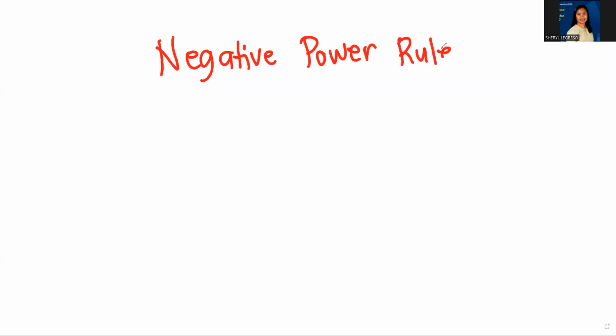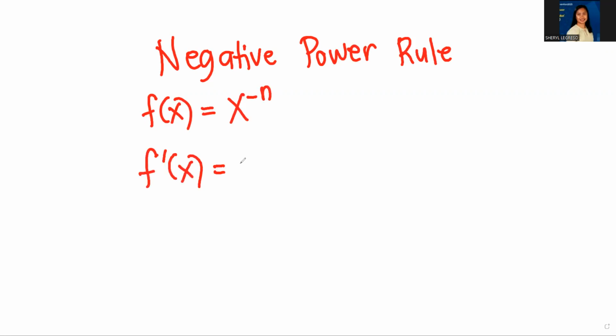Let us discuss the negative power rule and finding the derivative. Suppose we have f of x equals x raised to negative n. All we need to do in finding f prime of x is to multiply the negative exponent n to x, and then subtract 1 from the original exponent.